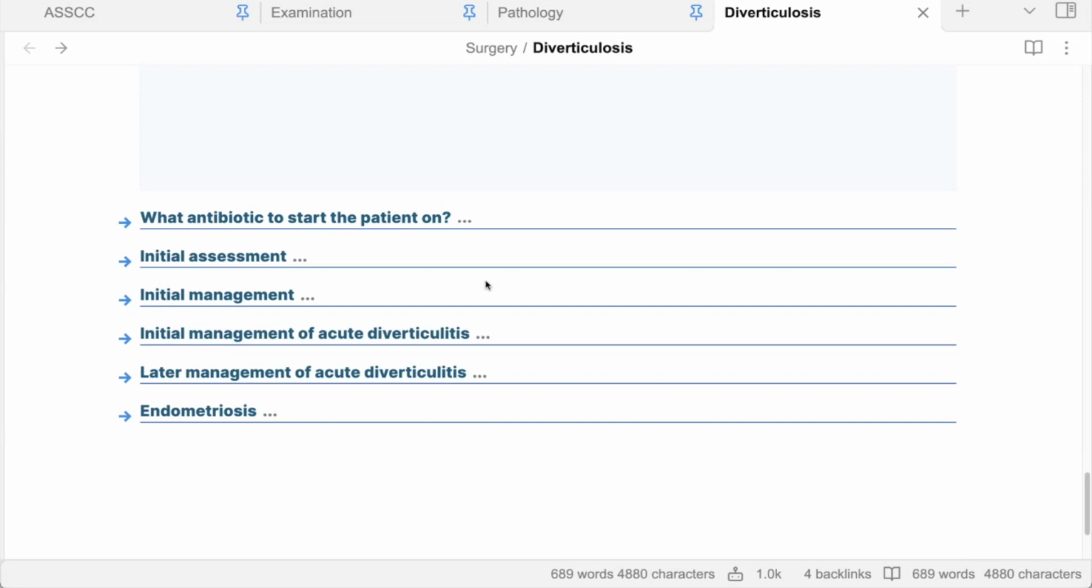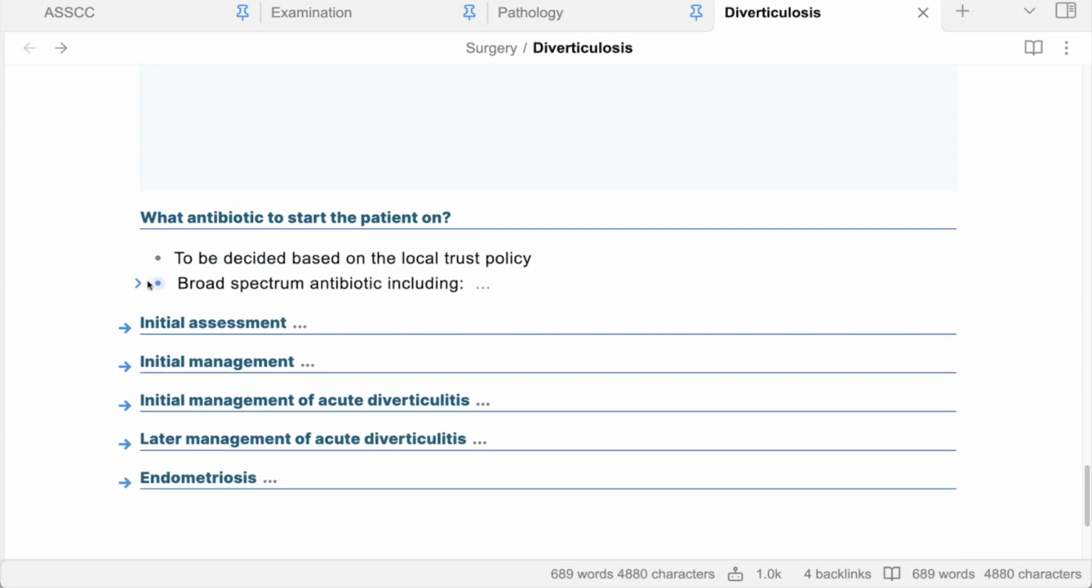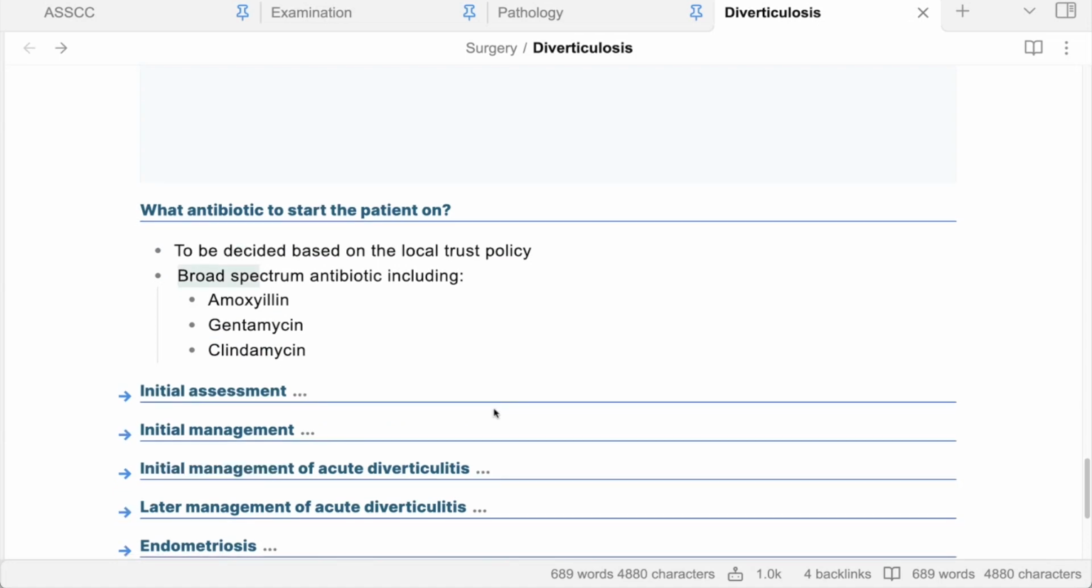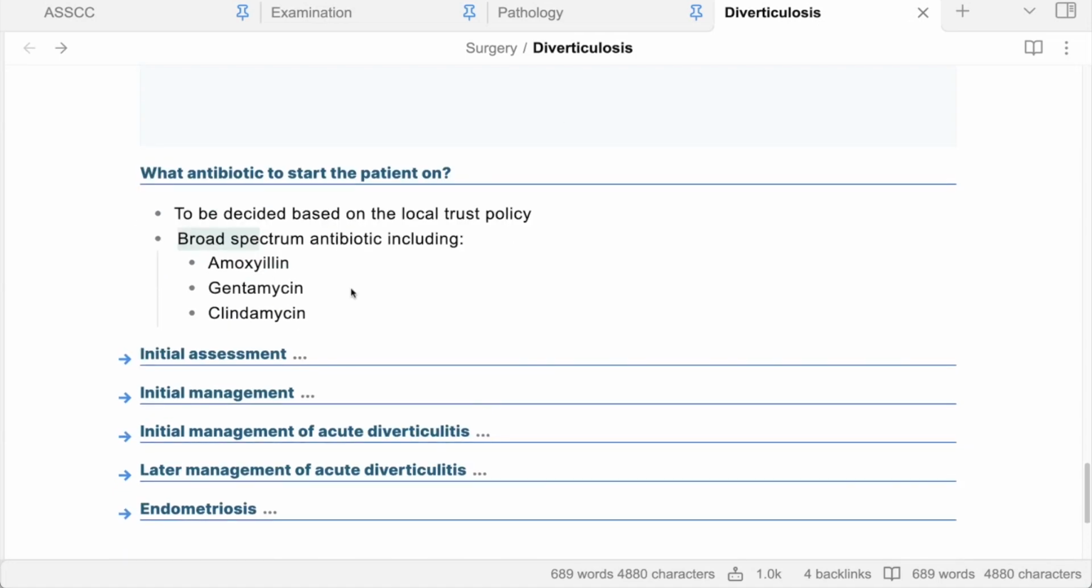I will go for antibiotics covering gram-positive, gram-negative and anaerobic. So for gram-positive, amoxicillin and clavulanic acid, for gram-negative gentamicin, and for anaerobic metronidazole. Okay, sounds pretty good. So broad spectrum antibiotic, like I said, but mainly to be decided by the local trust policy is the main thing to mention, really.